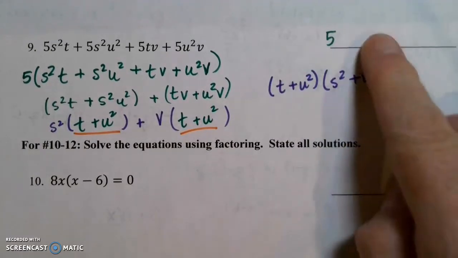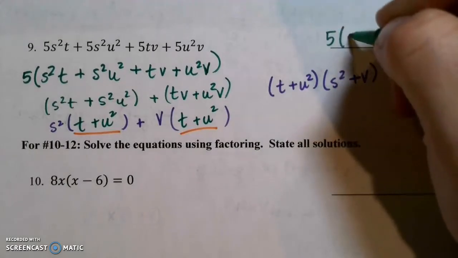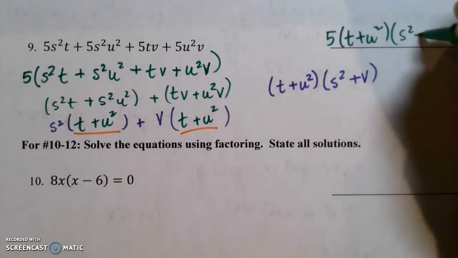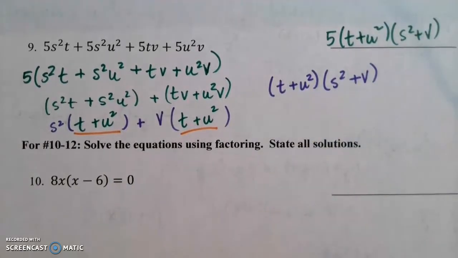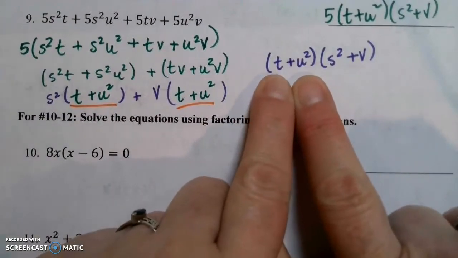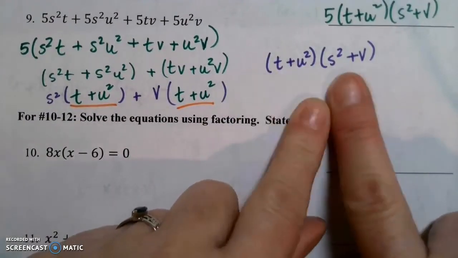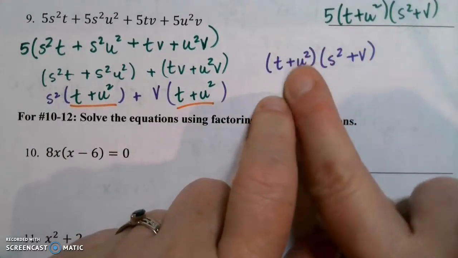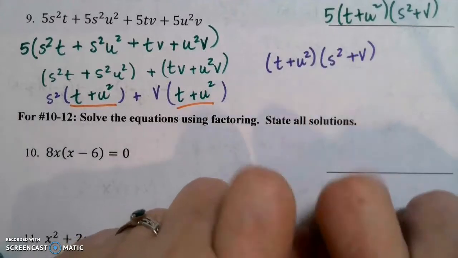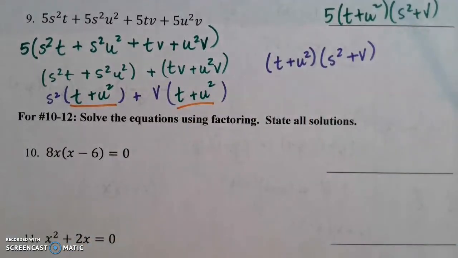So the final answer will have that 5 on the front, and then the t plus u squared and s squared plus v. These are not perfect squares. So, I mean, one of the 2 is, but not both of them, and plus their addition. So that's how I know I can't go any further with these. They're not a difference of squares situation.